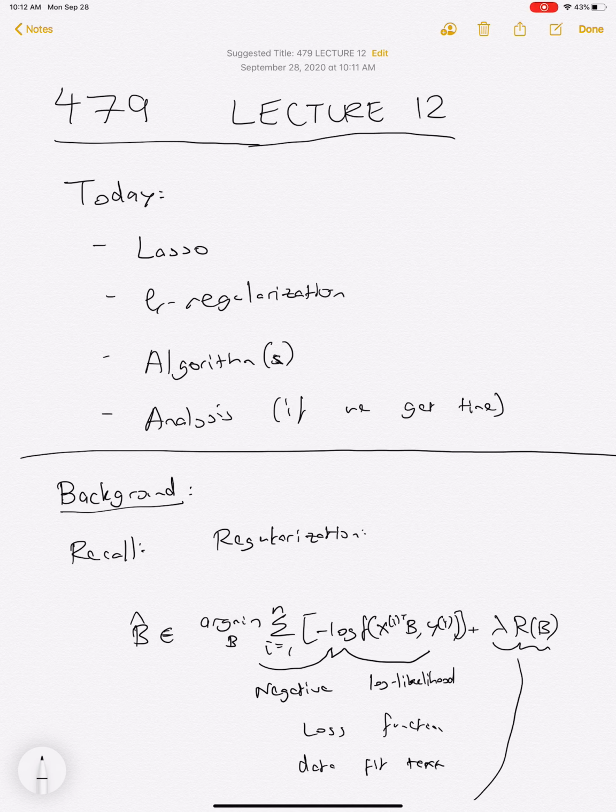In particular, today we're first going to introduce the purpose behind L1 regularization, and then talk about this in the context of our framework, in particular talk about algorithms, and if we get time, move into a little bit of analysis to talk about what the benefits of this L1 regularization type of approach are.